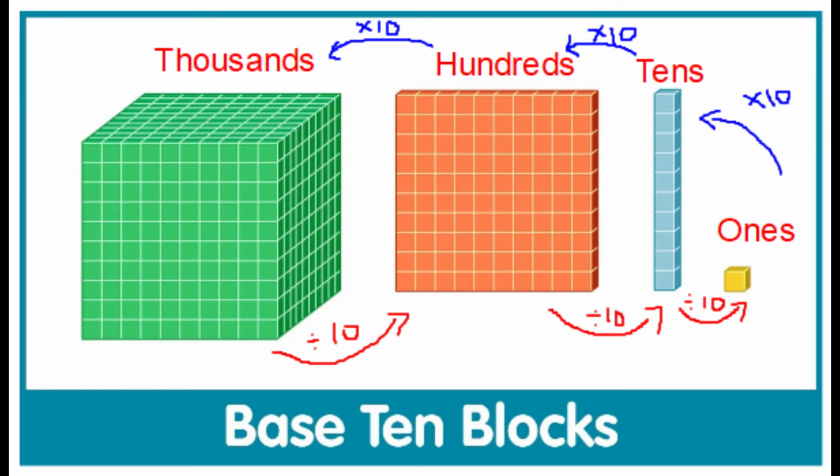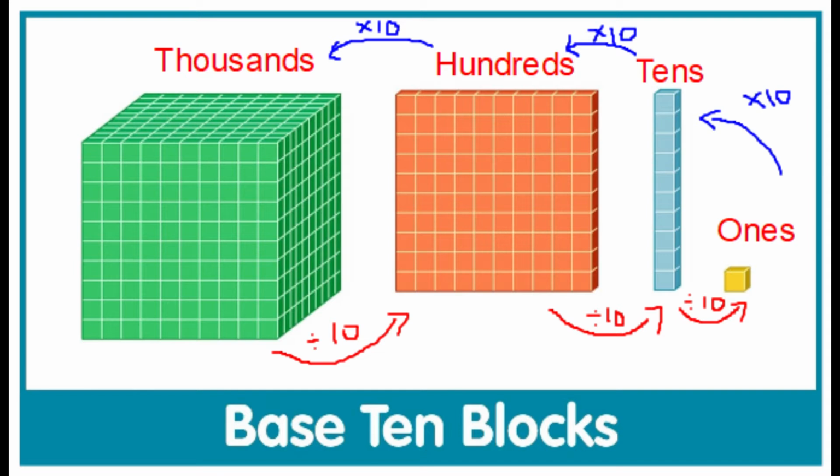Here you can see some base 10 blocks, and they're going in order of our place value for whole numbers. We have the ones, tens, hundreds, and thousands. How do I get from a 1 to a 10? Well, I have to multiply by 10. To get from a 10 to a 100, I also have to multiply by 10. And to get from a 100 to a 1,000, I also have to multiply by 10.